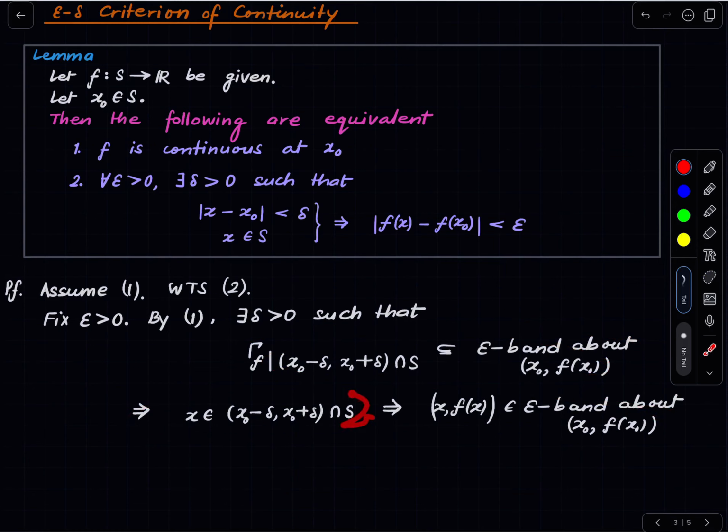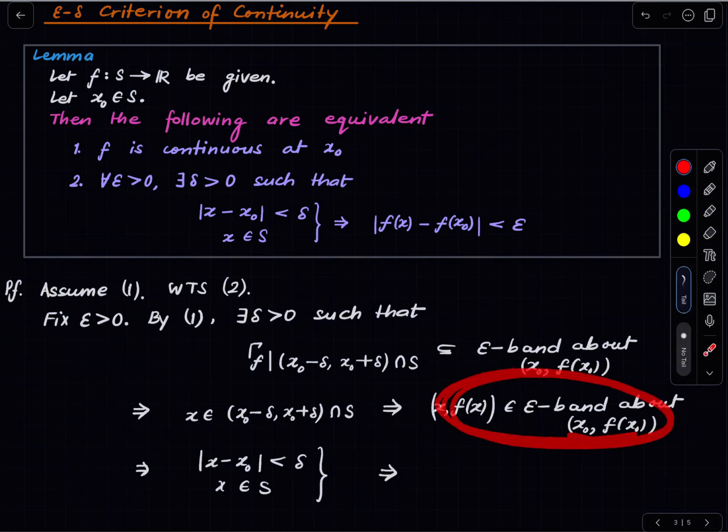But what does this mean? This means the same as, or an alternate way of writing it is this. Implies, and what does this say? What does this guy say? We have x comma f of x lying in the epsilon band about this point. That is the same as saying the distance of f of x from f of x naught is strictly less than epsilon.